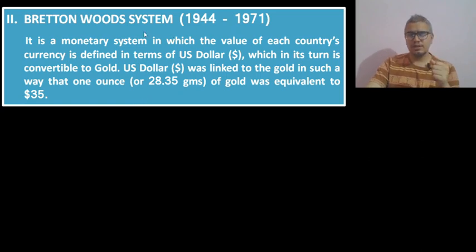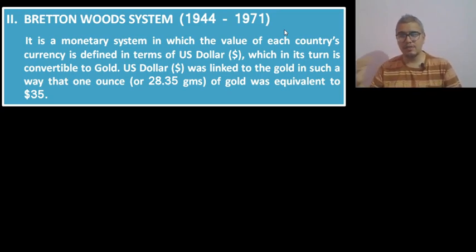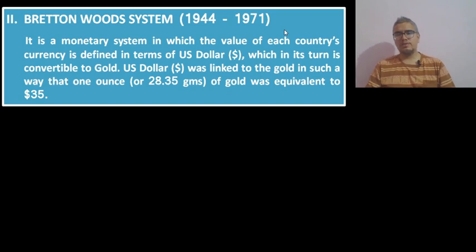But this system also could not work for a longer period of time. It was so because around the year 1971, it was found in USA that the gold reserves of USA were fast depleting. So the then president of USA, President Nixon, decided that we will come out of the Bretton Woods system, and the Bretton Woods system will no longer be in function.